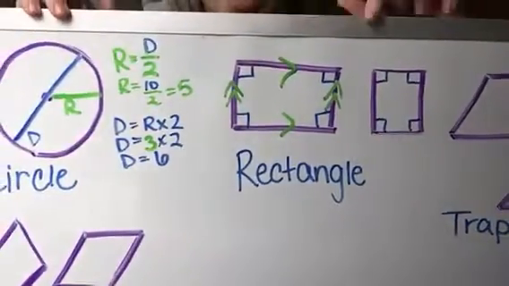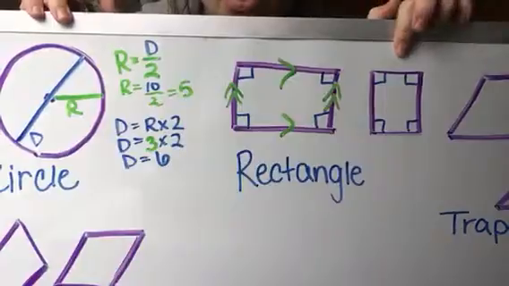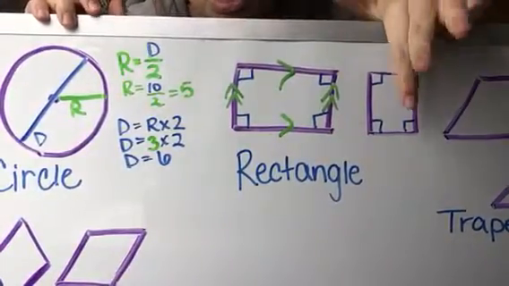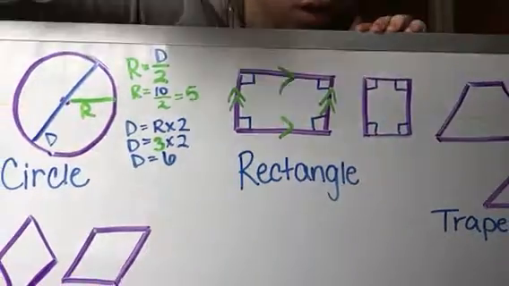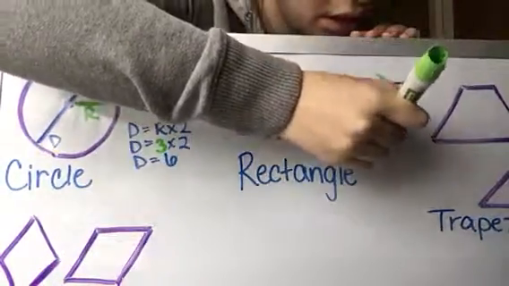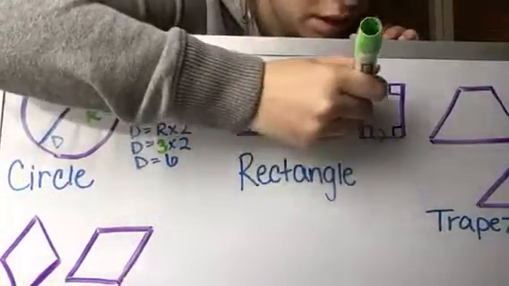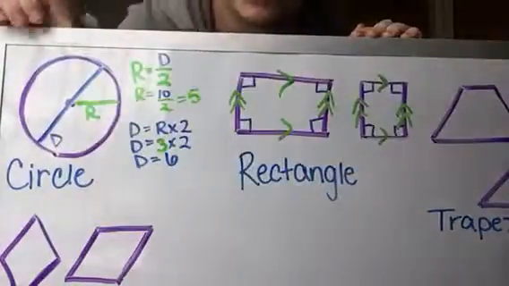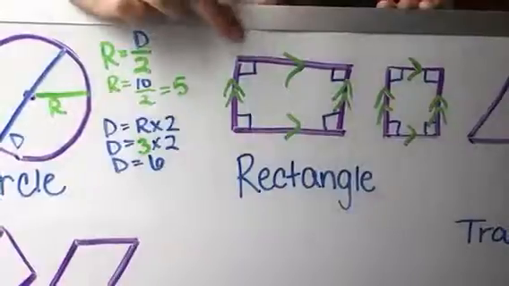Now you can see beside it I have a square drawn. A square can also be a rectangle because it has 4 90-degree angles, and it also has 2 sets of parallel sides, just like the rectangle does.